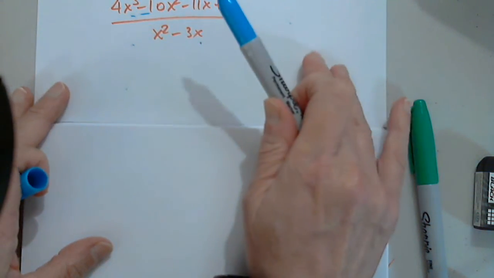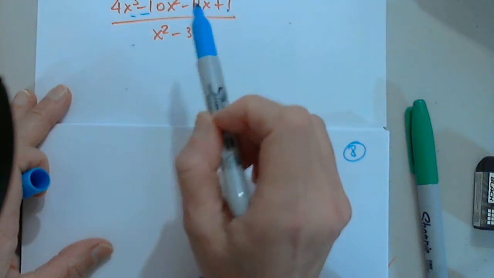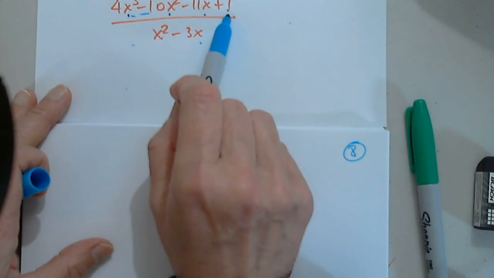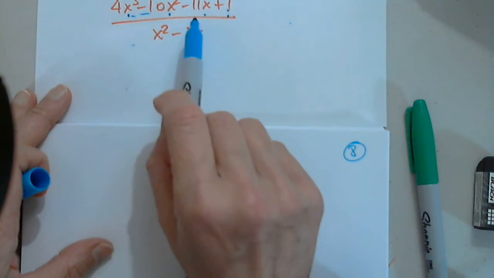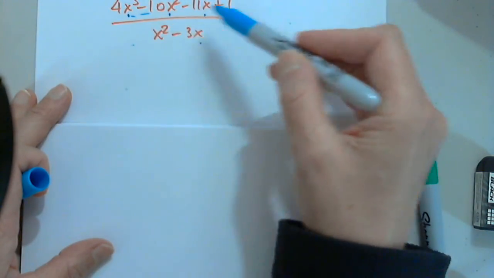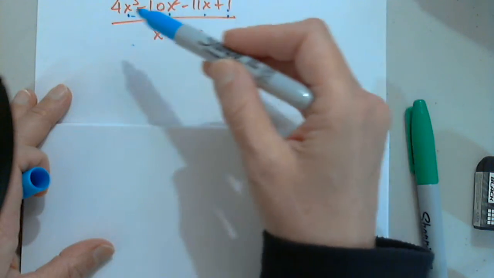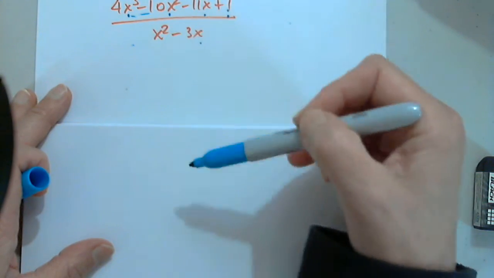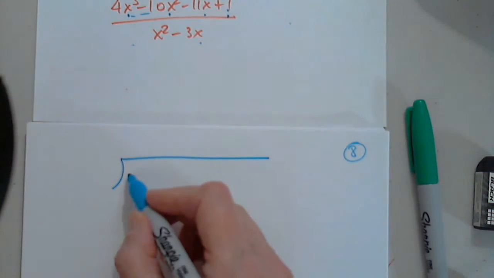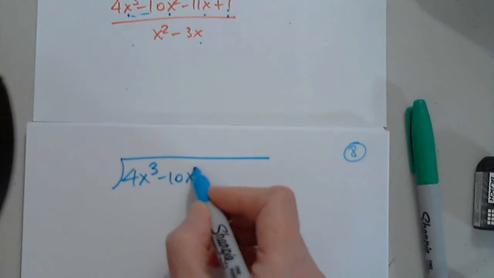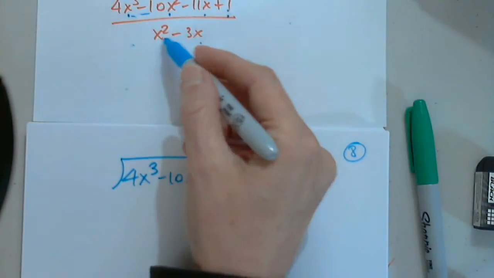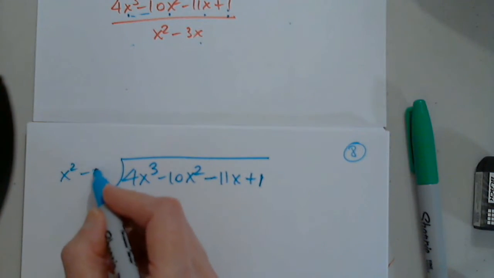They have to be in descending order. And the other thing that I noticed is that degree 3, degree 2, degree 1, degree 0, no missing terms. So if 1 degree is missing from this sequence, 3, 2, 1, 0, then I have to leave some space, empty space. But there is no need in this case. So we have 4x cubed minus 10x squared minus 11x plus 1.